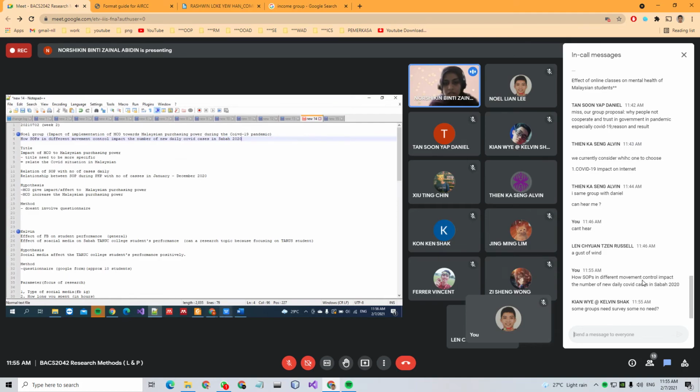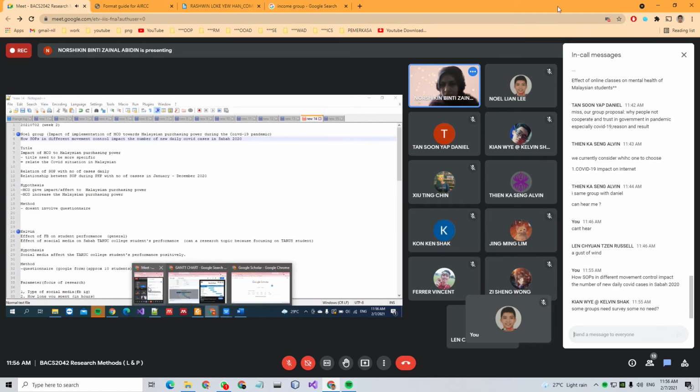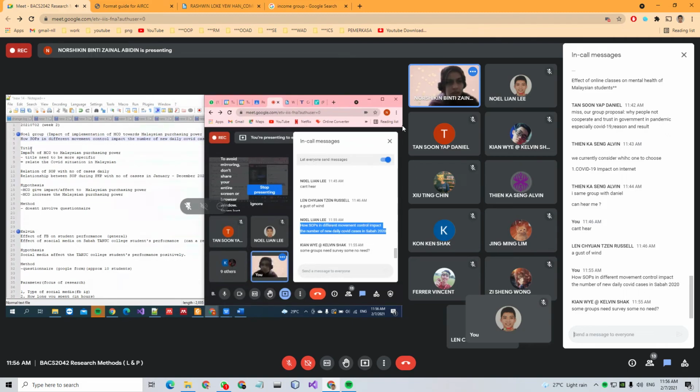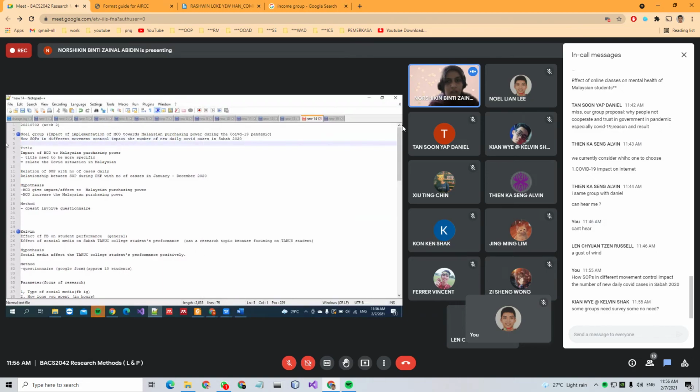Is this the new title? How SOP is in different movement control. Yeah, this one can be a title. How SOP is in different movement control. What do we call this? Yeah, if our topic, we just use movement control as a generic term.